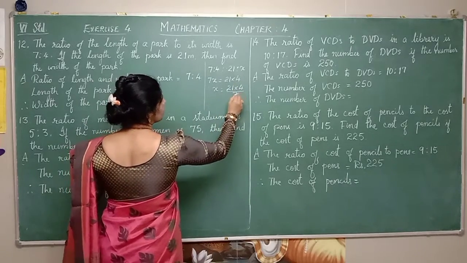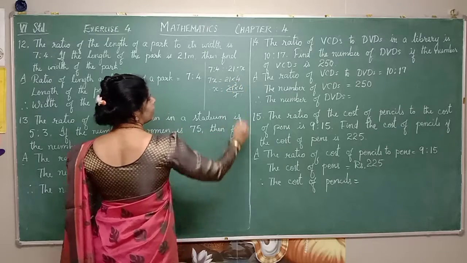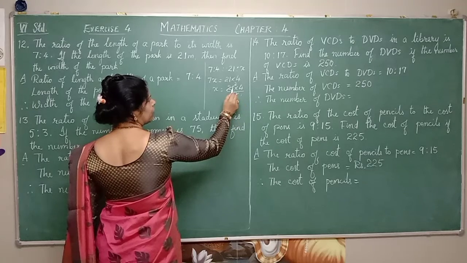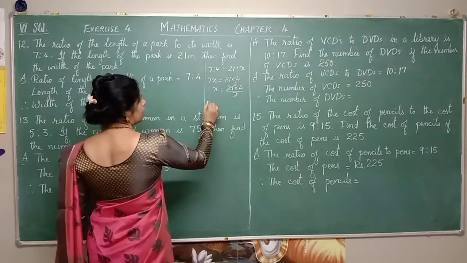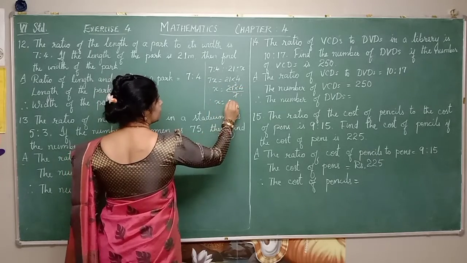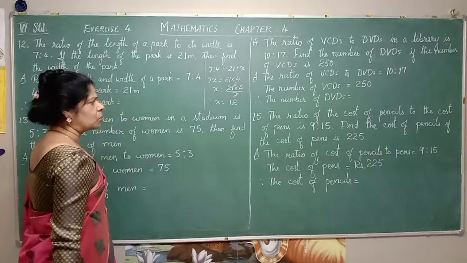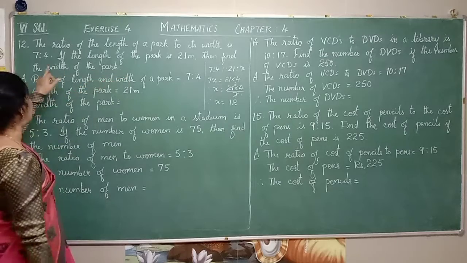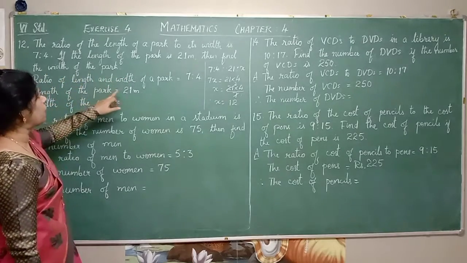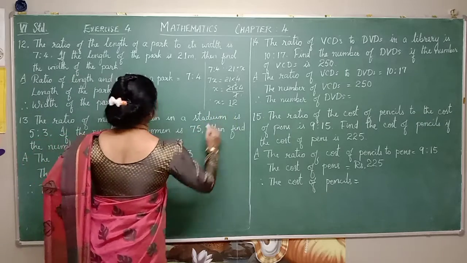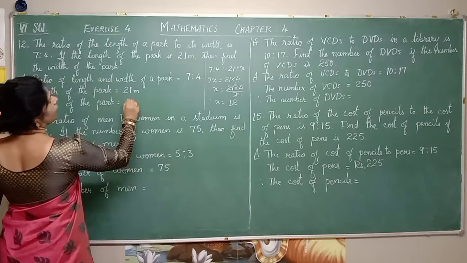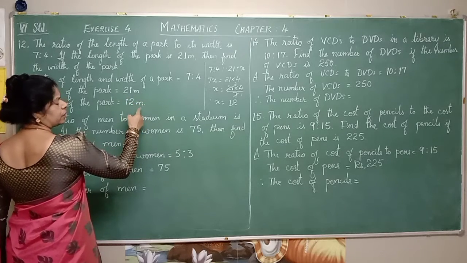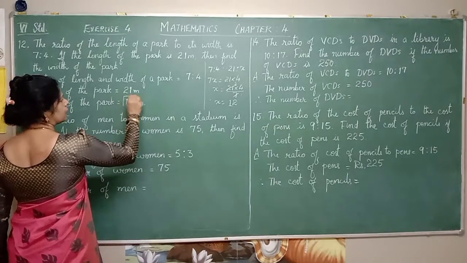Now, what you have to do? 7 ones are 7. 7 threes are 21. So, 3 into 4 is remaining. Therefore, x is equal to how much? 3 fours are 12. So your width of the park is how much? To find the width of the park they have asked, isn't it? So what you have got now? Answer is 12, isn't it? So it is 12 meters. You should write this unit. Don't forget to write the unit. Unit is important, so you write 12 meters.